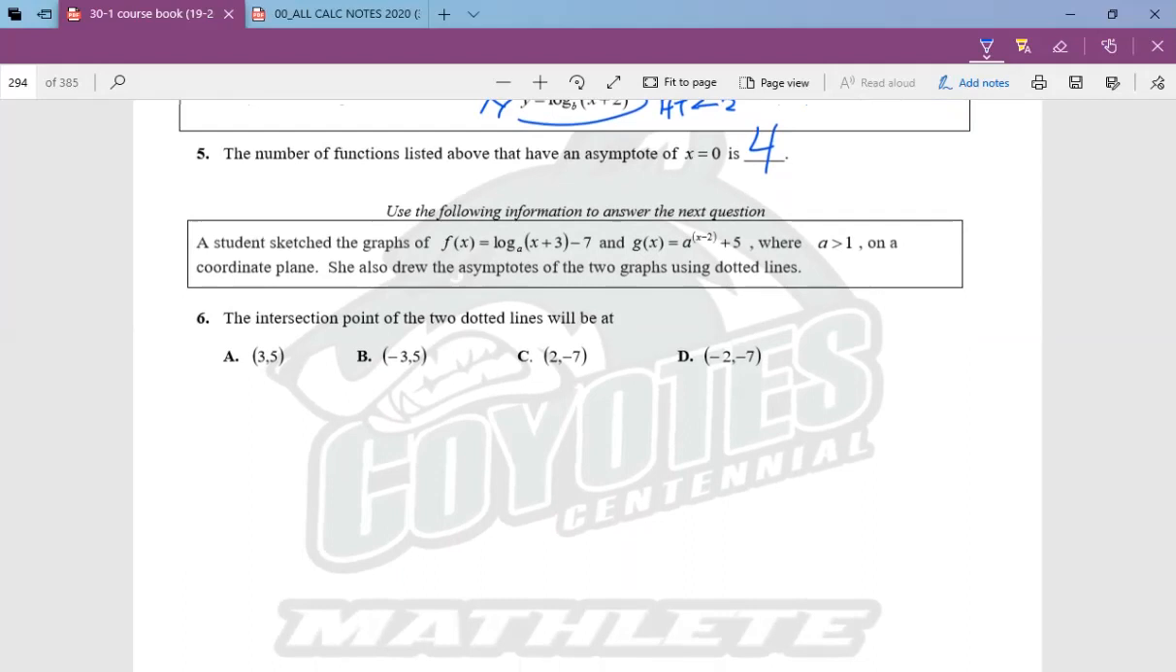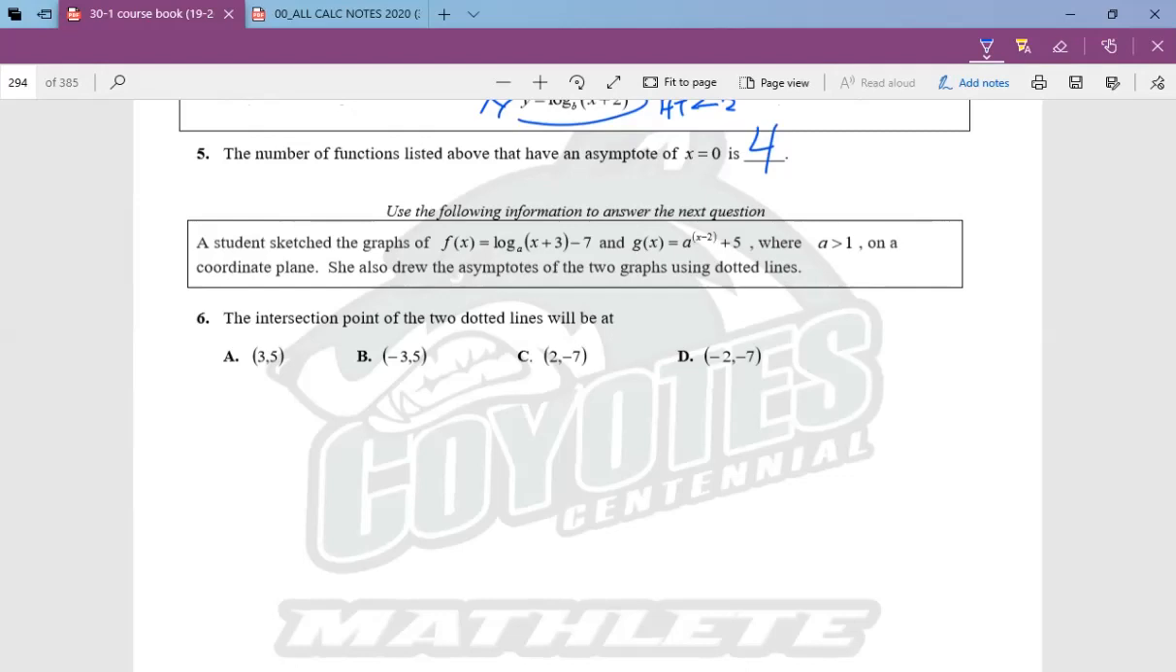Last question, students sketch graphs of f of x is equal to logarithm of x plus 3 base a minus 7, and g of x is equal to a to the x minus 2 plus 5, where a, so our base, is greater than 1 in both cases. Graphing these on a coordinate plane, she drew the asymptotes of the two graphs using dotted lines. So Question 6 asks for the intersection of the two dotted lines will be at where. So this essentially is just determine where do we have asymptotes.